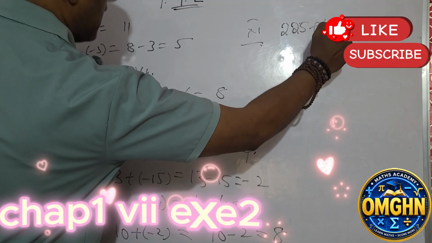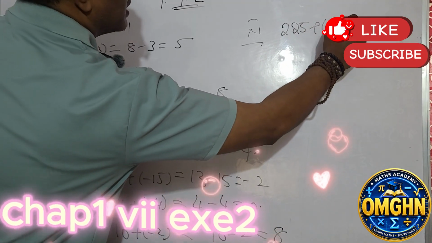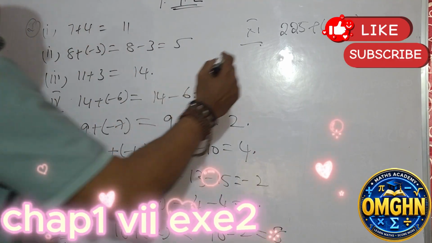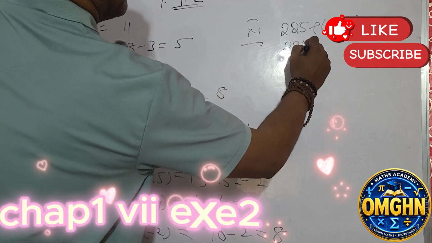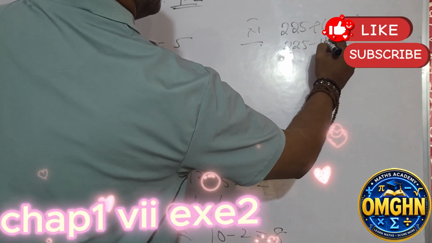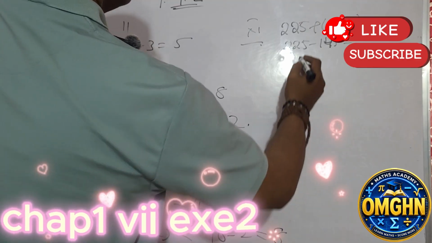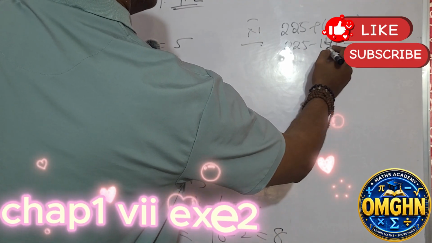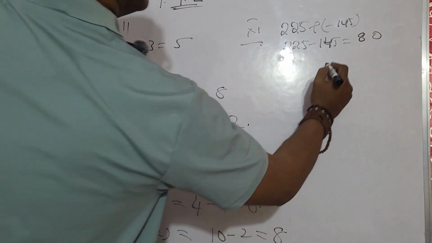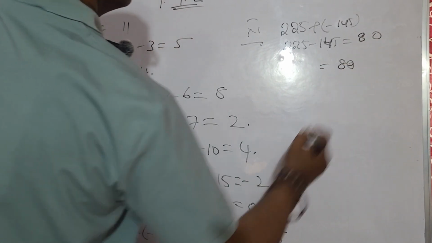225 plus minus 145. This is the question. So, 225 minus 145 equal to 80. Okay, that answer is 80. Understood?